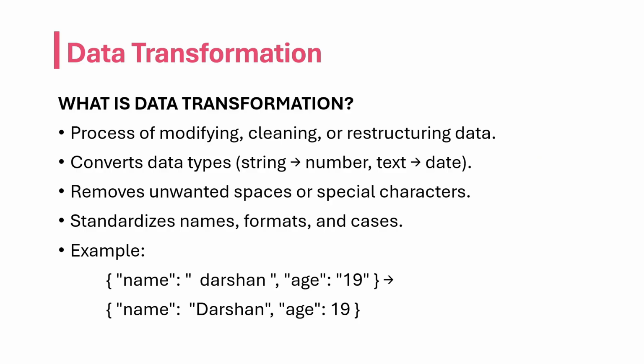First of all, we will see what is transformation. So data transformation simply means changing or cleaning data to make it useful. For example, if someone enters their name with extra space or age as text, you can clean it up and make it consistent. Here you can see we changed darshan to Darshan, that is with a capital D, and converted age from a string to a number. This helps keep data organized and ready to use in automation.